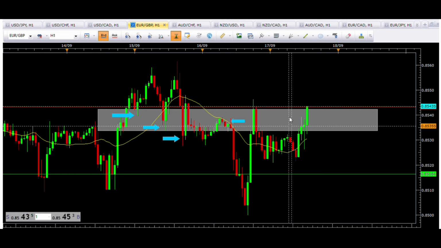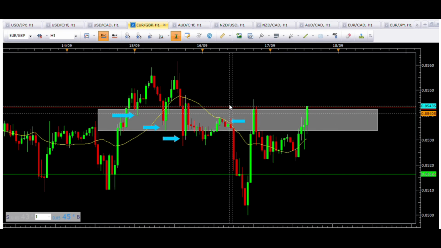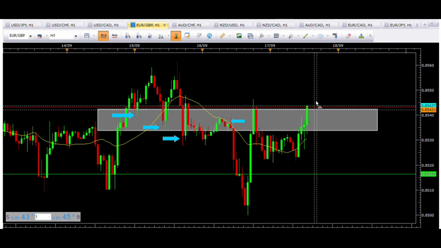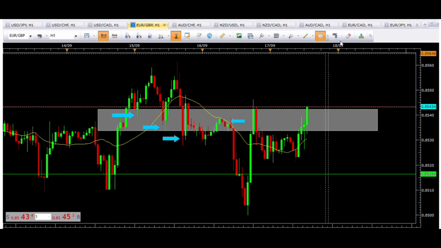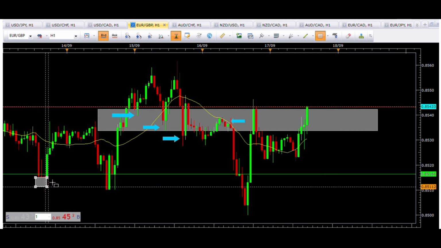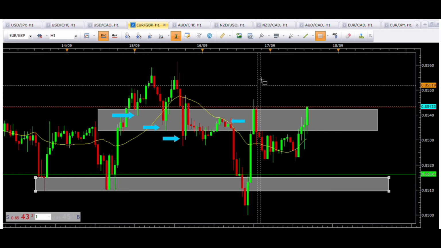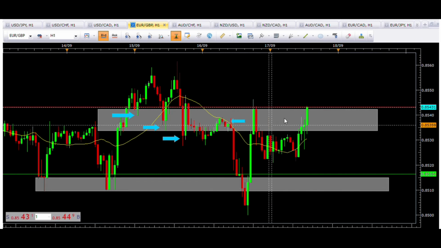Remember, the day chart told me to go short, and according to this market structure and the support and resistance, this candle here told me to go short. I put my stop, this red line, above the resistance zone, and my target was down to this level here. So again, you can see how I execute on the lower time frame.